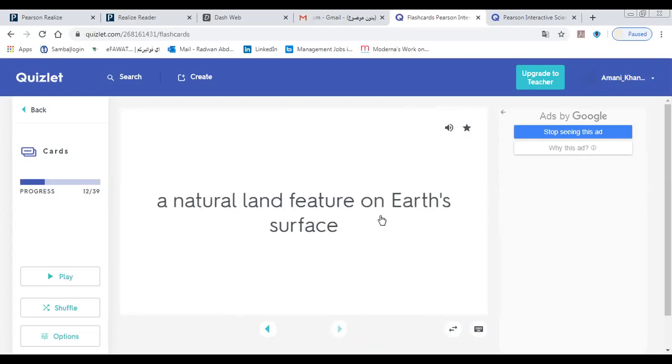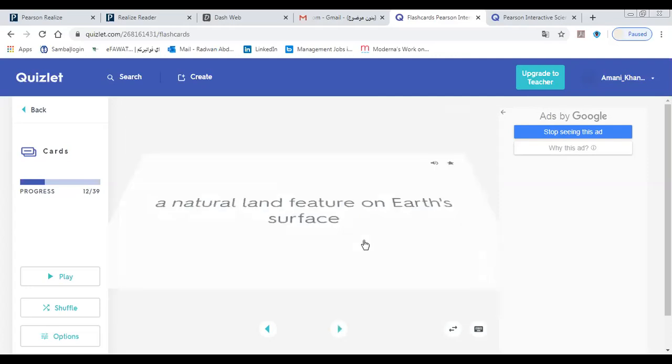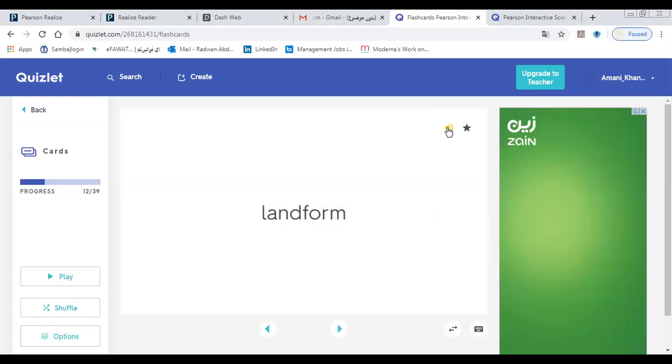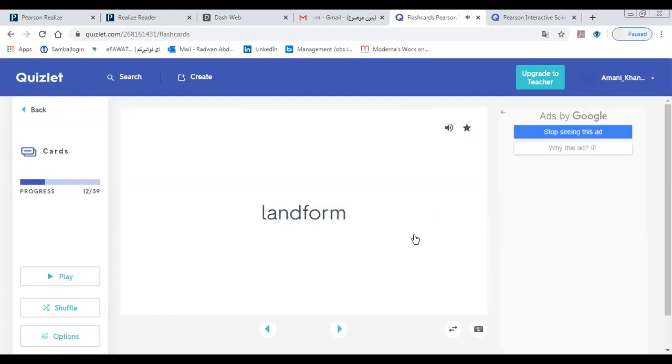A natural land feature on Earth's surface. What is it? Landform. Landform.